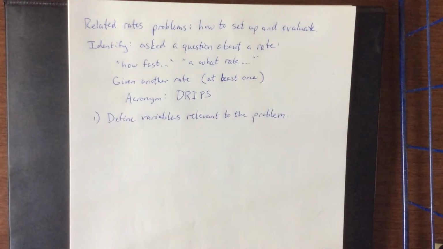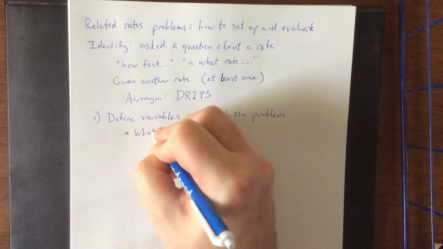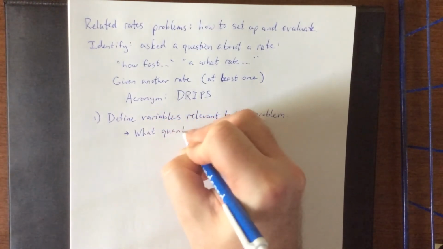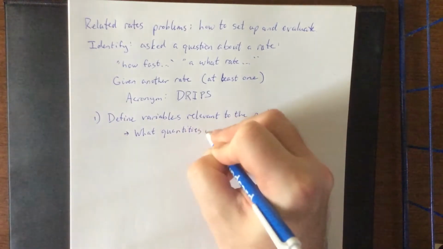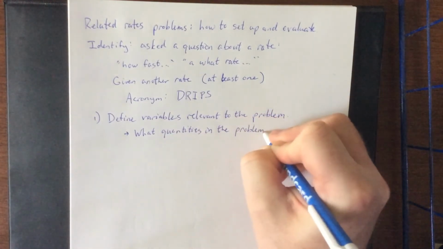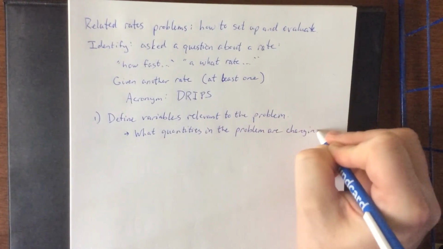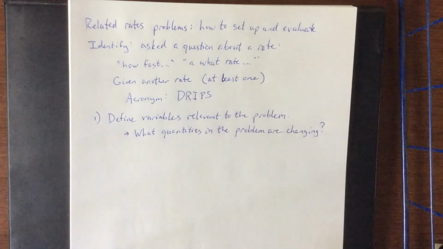None of the variables that you should define should be rates of change. Rather, if you are asked about something whose rate is changing, then you would want to define what the original quantity is. So we could say what quantities in the problem are changing. Additionally, it'll be important to identify some things that are not changing, and we'll identify those as constants.